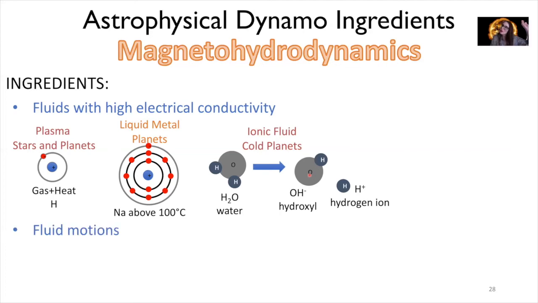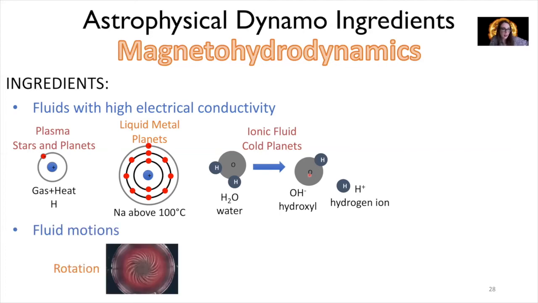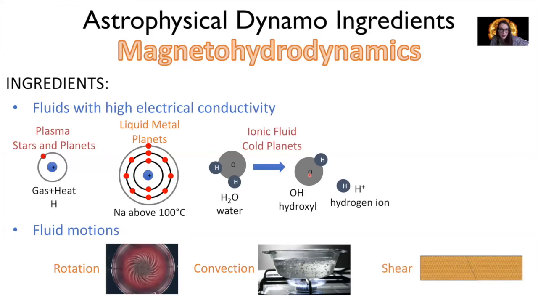And then once you have that fluid with high electrical conductivity, you have to have motion of that fluid. You have spinning of the planet or star. You've got convection, which is the motion of that fluid inside the planet or star. That material is warm, so it's rising, and then it's turning over because it's cold, and you get these giant convective patterns. Or you can have shear. Shear is what happens when you have two layers moving at different speeds or in different directions that go past each other.